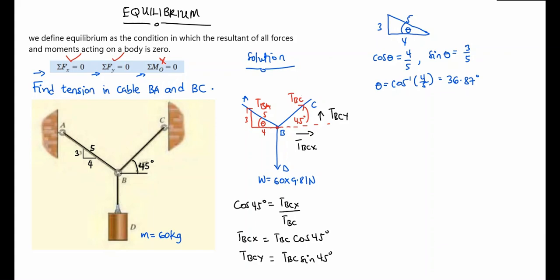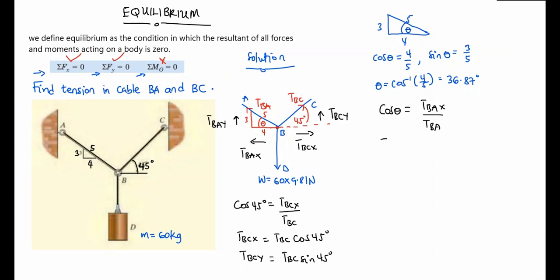Considering the x and y components of TBA, this will be the x component, and then this will be the y component. So this will be TBAX, and then I'm going to have TBAY here. So let's take cosine of the angle. Cosine of theta will be equal to the adjacent, which will be TBAX, over TBA.